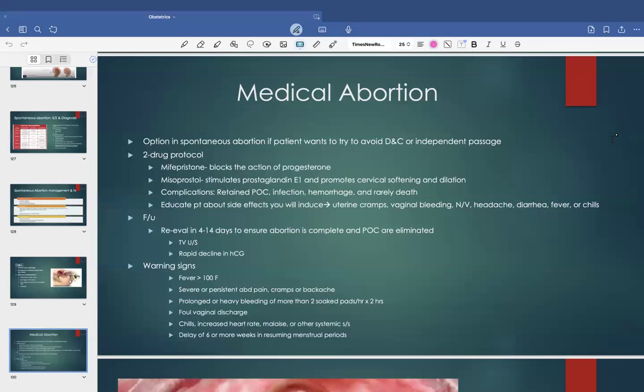So when you see them back, you'll see them initially at that 4 to 14 days, do your transvaginal ultrasound, check the HCG, and they're going to need to come back again. If your period does not come back within 6 weeks, I need to see you back for a follow-up, or go ahead and make the follow-up and try to keep that consistency going with the appointments. Okay?